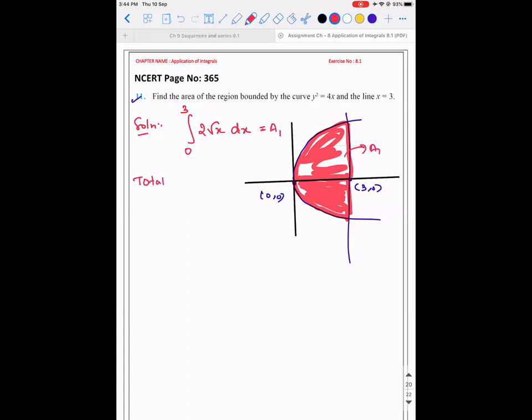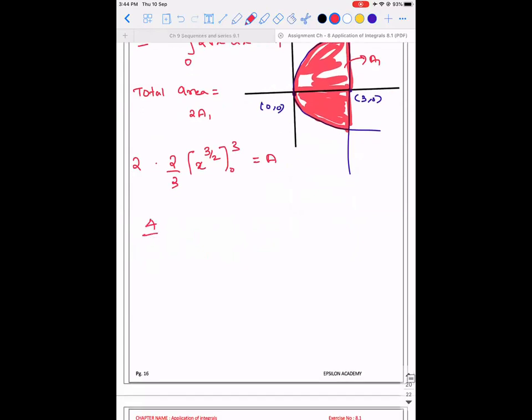So what will be the total area? 2 times A1, integral of 0 to 3, 2 root x, means take the 2 outside. So 2 into 2 by 3 into x power 3 by 2 between 0 to 3 will give us the total area. 4 by 3 into 3 power 3 is 27. Root of 27 is how much? 3 root 3. So answer will be 4 root 3 square units. If anyone is having textbook nearby, just verify the answer. It is 4 root 3 square units.